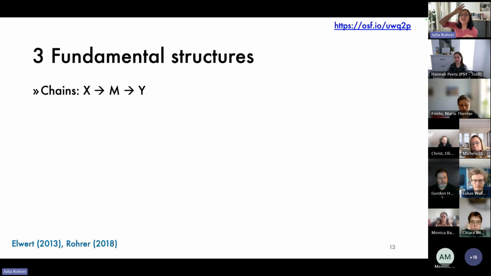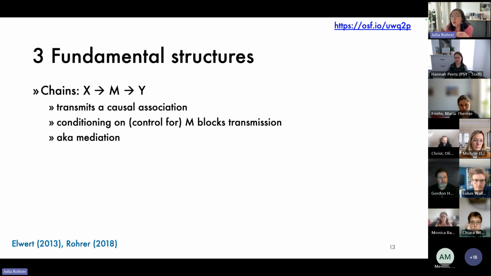So we have an X that affects an M that affects a Y. And you probably know this type of structure as a mediation chain. What a mediation chain does is transmit an association, and that's a causal association actually. So X affects M affects Y, which also means that X affects Y. This is actually a causal effect here.